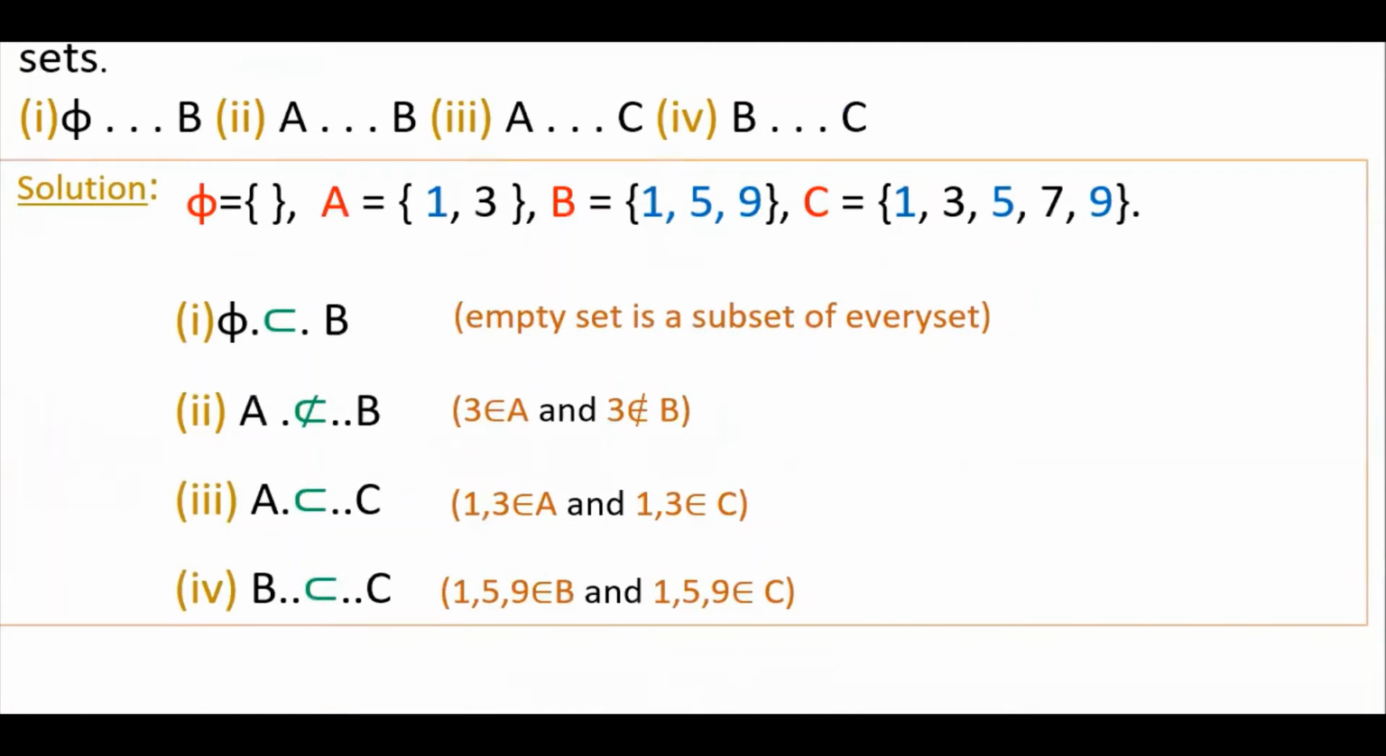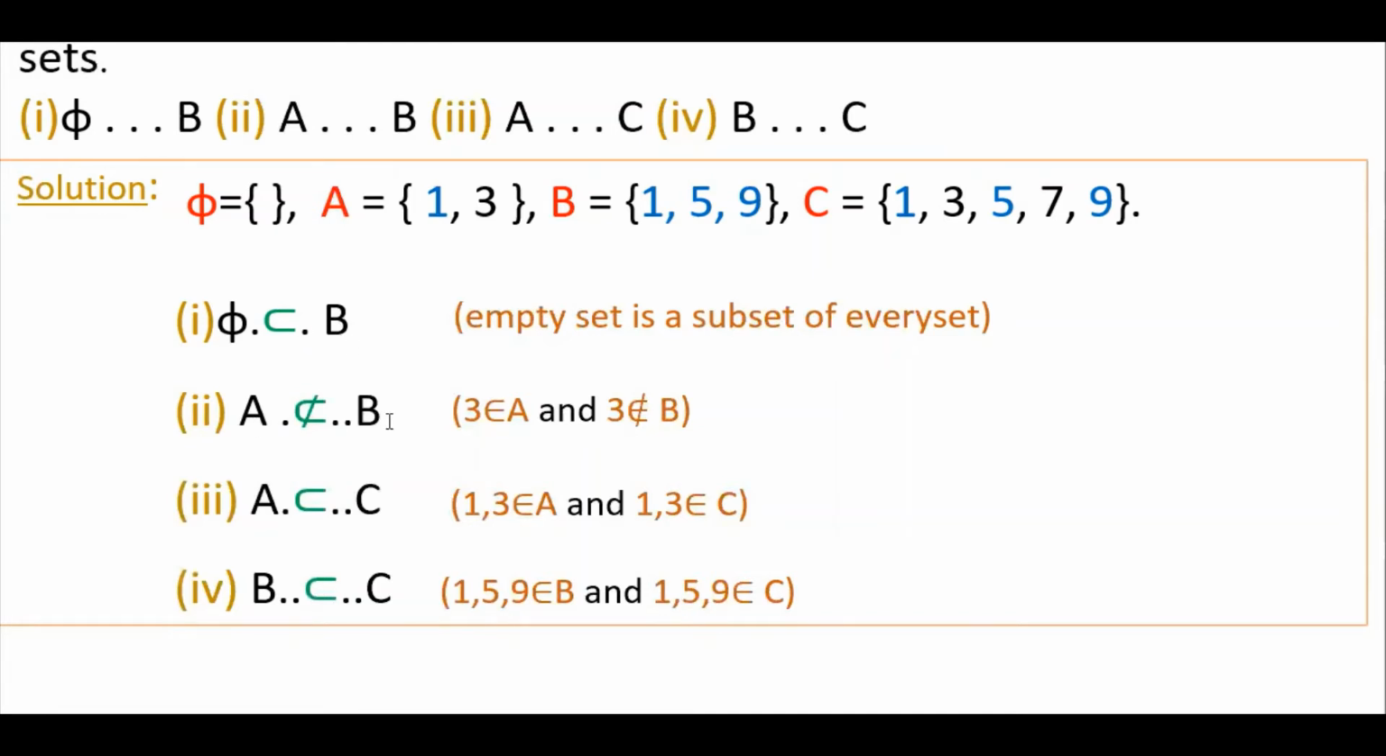So first write the given sets here. Here ϕ is an empty set. We know that there are no elements in an empty set. And set A is given, that is 1, 3, and set B is 1, 5, 9, set C is 1, 3, 5, 7, 9. So the first pair is ϕ and B. You have to put the symbol between these two sets. We know that every empty set is a subset of every set. So here you have to put the symbol: ϕ is a subset of B.